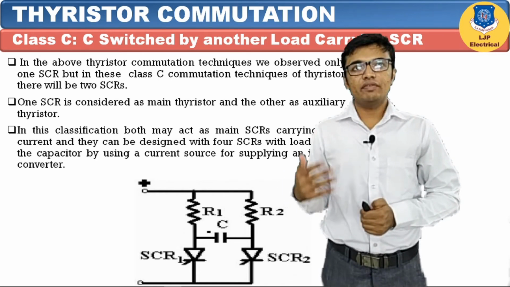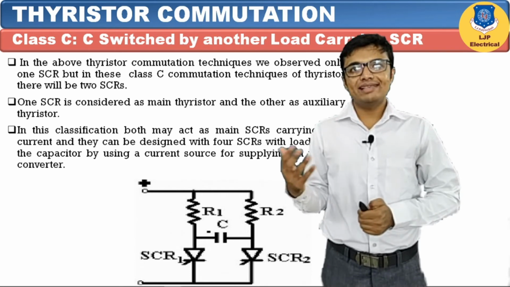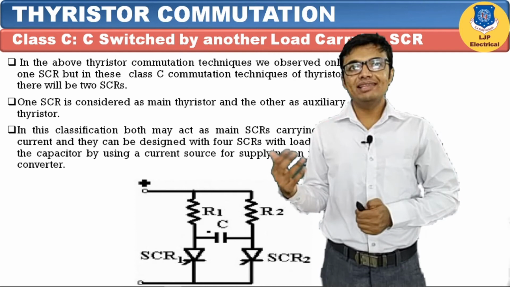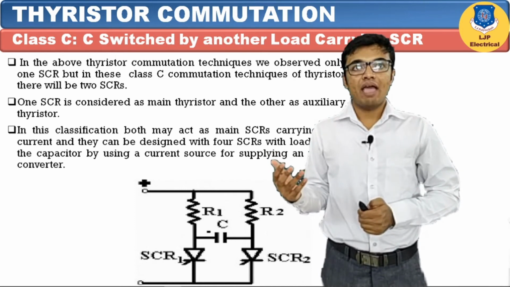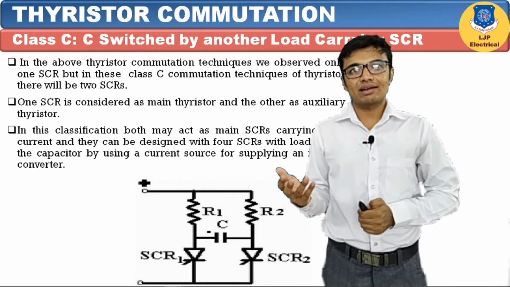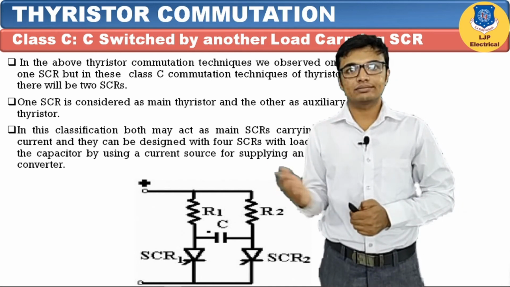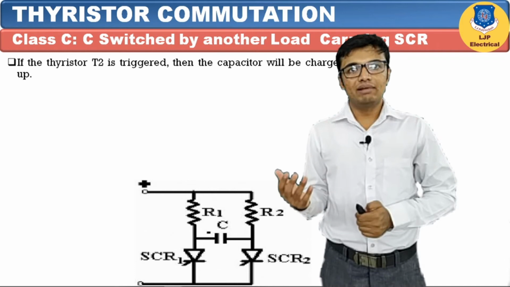In this kind of commutation, both of the SCRs are going to carry the load current. Let's understand how this circuit will work.